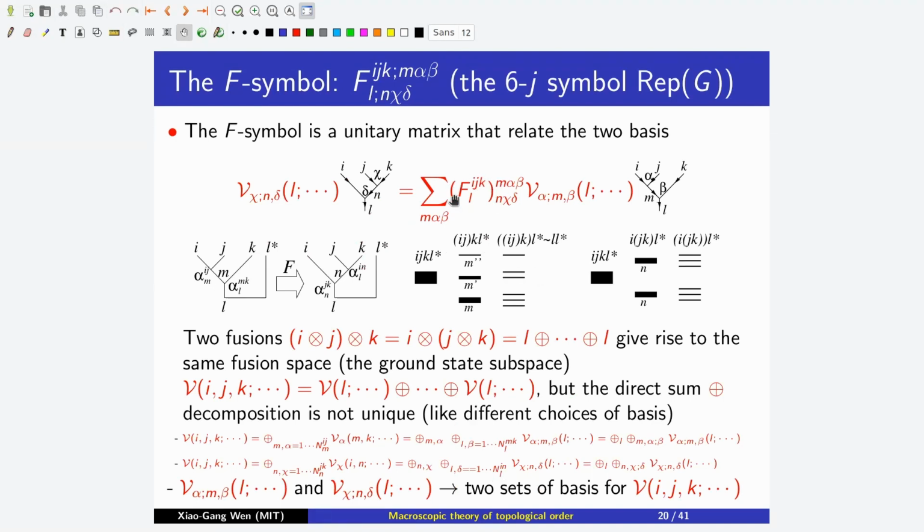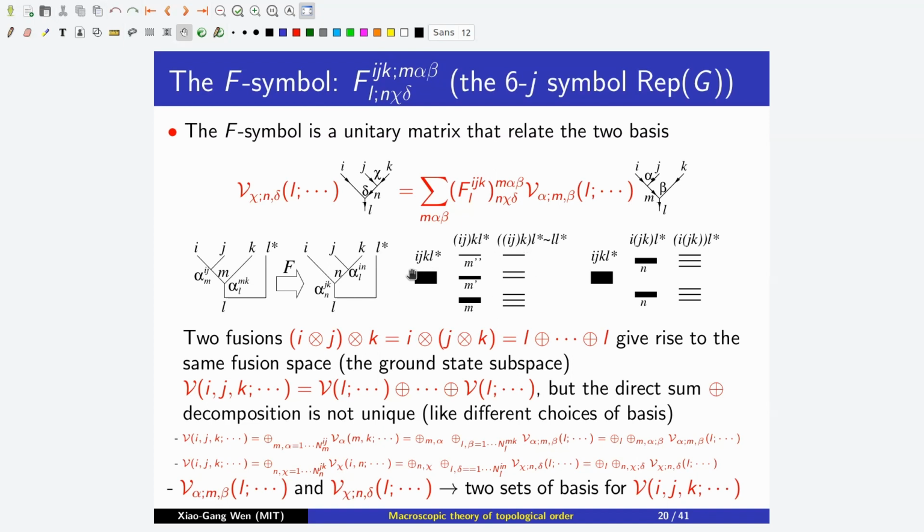I try to describe the F symbol in a more abstract way, but also a kind of experimental way. Suppose we have four particles I, J, K, and L star. L star is the antiparticle of L. This describes the situation where I, J, K would fuse into L. Then L would annihilate with L star. When L annihilates L star, you get an identity, the trivial particle one. Now, how many ones would give us this fusion space? So therefore, the dimension of the fusion space tells you how many L it can produce.